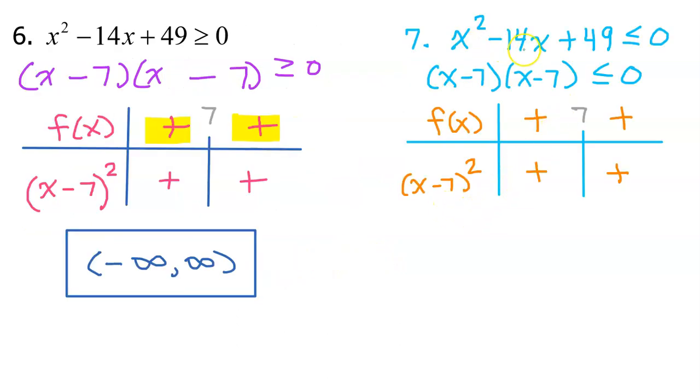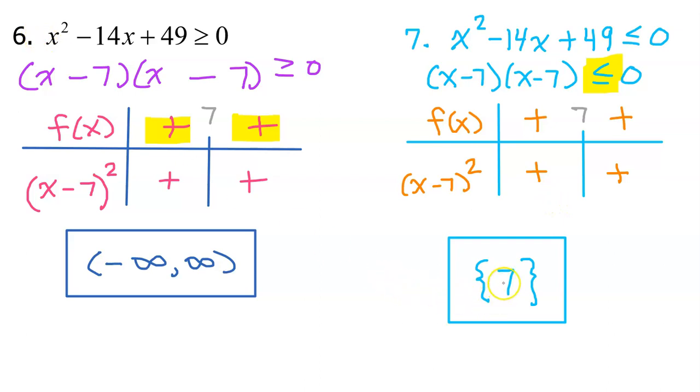Just for fun, imagine a problem that was exactly the same as number 6, except for this time, we're looking for the solutions that cause the function to be less than or equal to 0. Since f of x is positive in both intervals, does that mean there is no solution? Not exactly. There is exactly one solution. Remember, we want values that cause the function to be less than or equal to 0. F of x does equal 0 at 7. So 7 itself is a solution, the only solution.